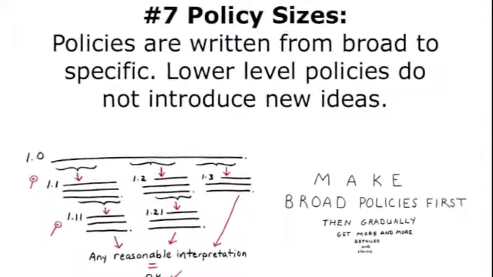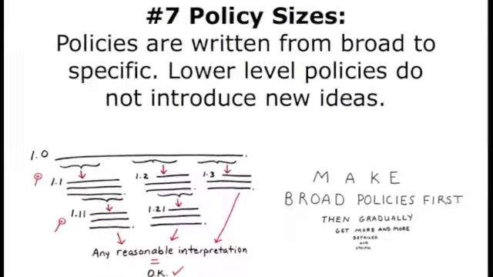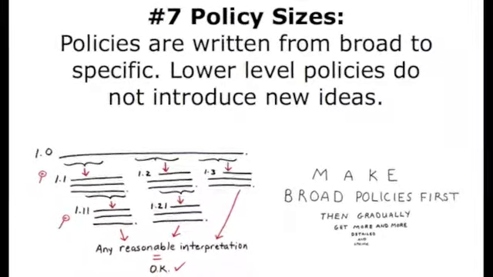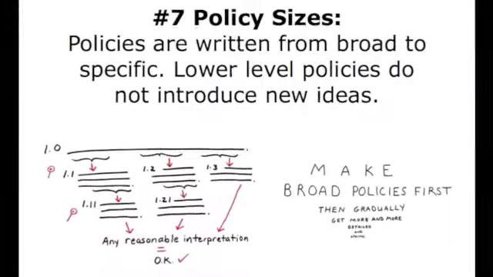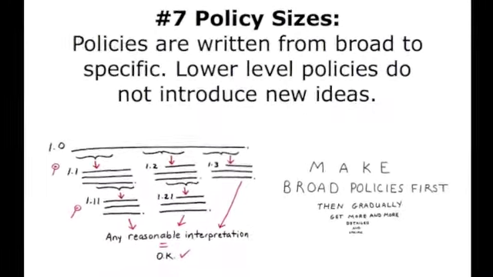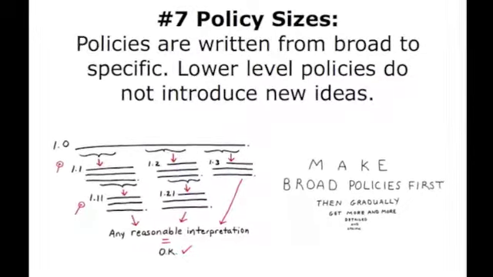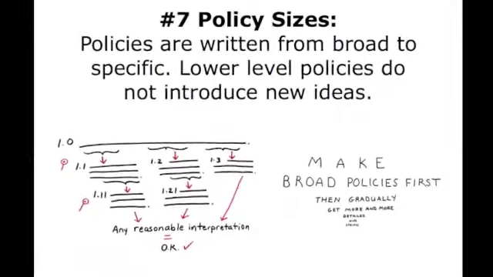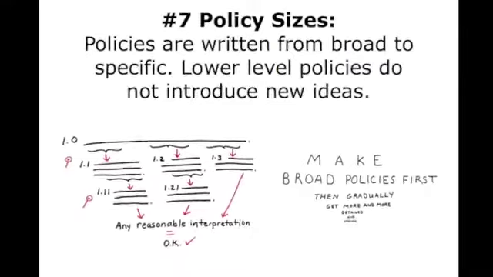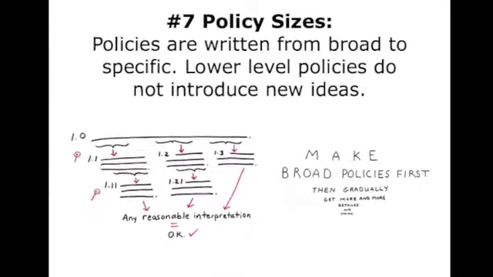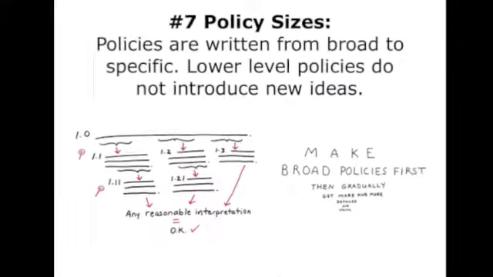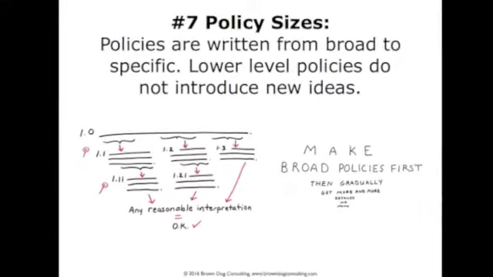The seventh principle is about policy sizes. This principle guides boards to develop policies in order from broad to specific. You start off by making a very broad policy statement, and then you gradually break it down. Lower level policies do not introduce new ideas. This principle is handy because it helps to ensure that your policy manual can be comprehensive and concise at the same time.